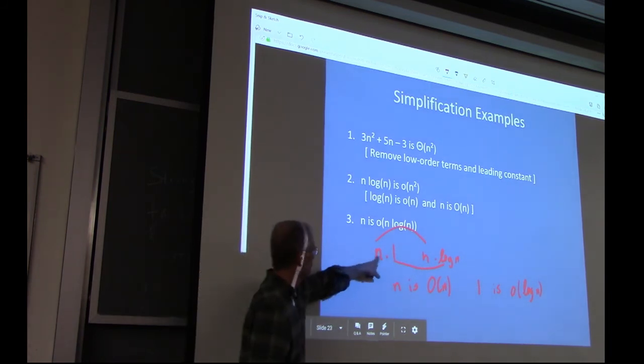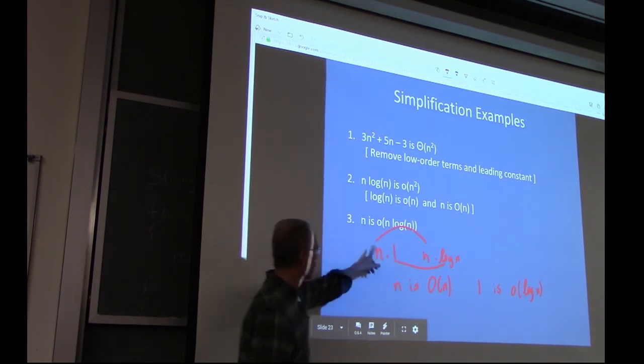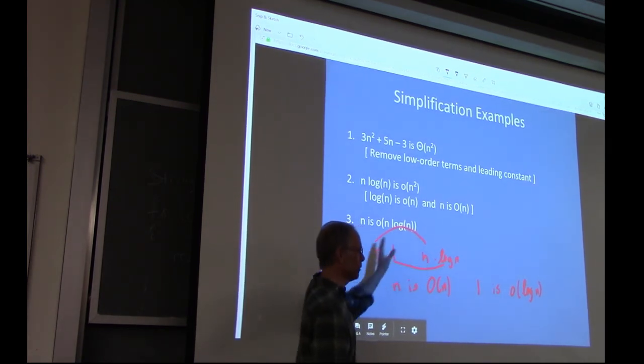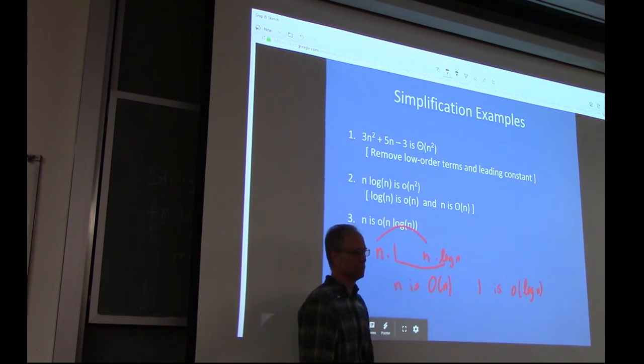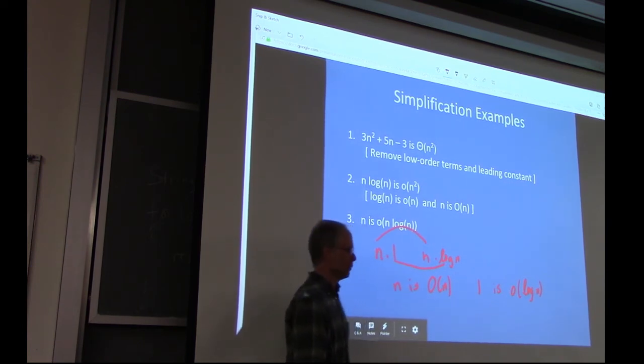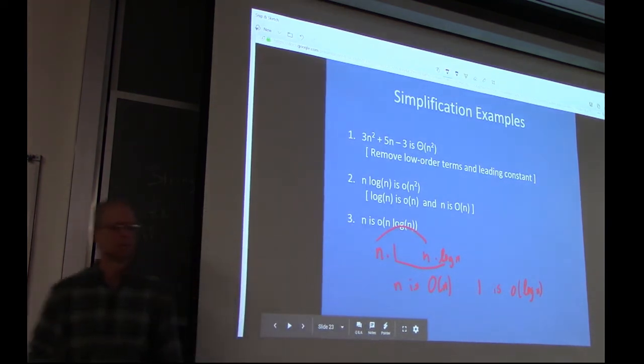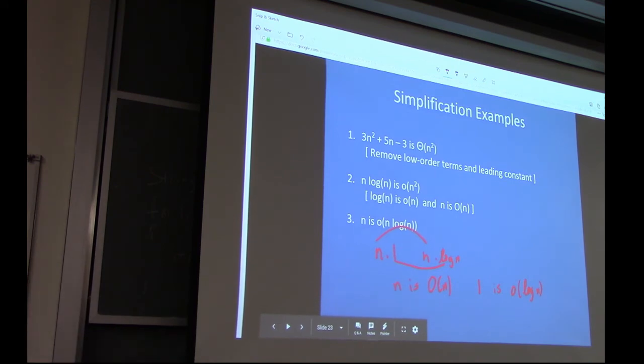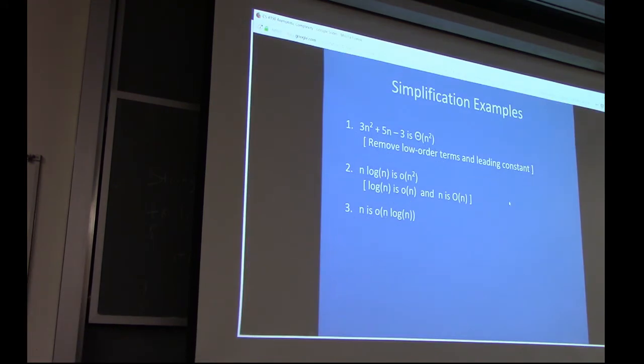What if we did 1 times n? Would that work? Yeah, 1 is O of n, but then we would have to show that n is little o of log n, which is not. So in this case, we need to split it that way. Okay?